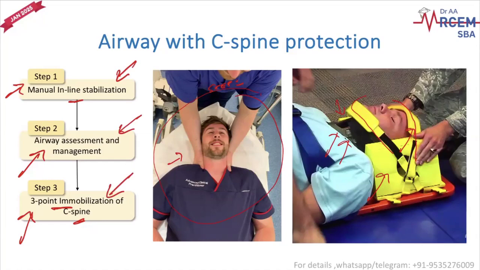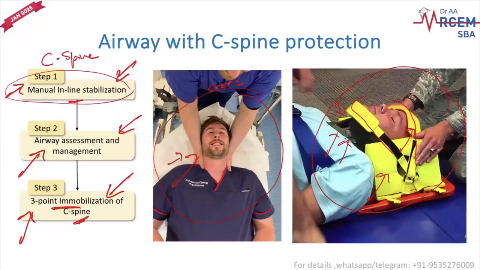A few things you need to remember while answering the question. When they just mention C-spine protection, you can consider that they are talking about manual inline stabilization. If they specifically mention 3-point immobilization, that needs to be done after the airway assessment. Because once you have done this 3-point immobilization, it becomes difficult for you to intervene if something is wrong in the airway. For that particular reason, this has to be done after doing an airway assessment. Till then, you hold it in this manner.